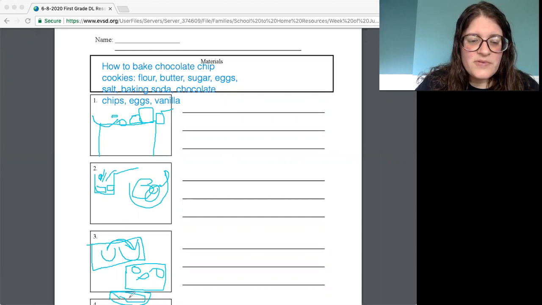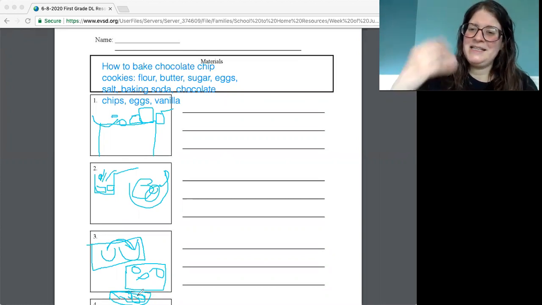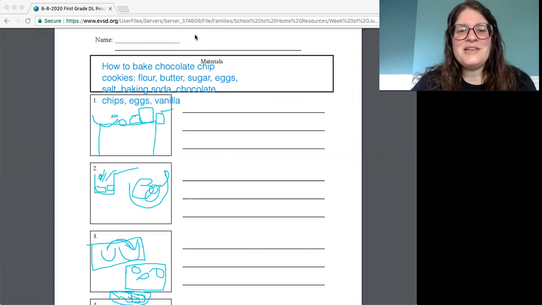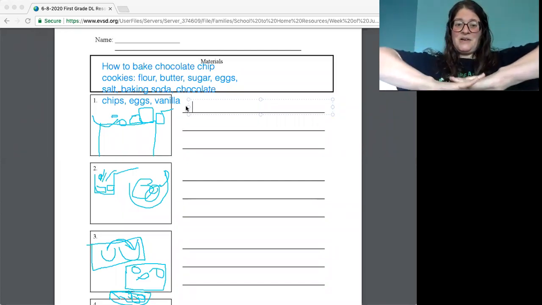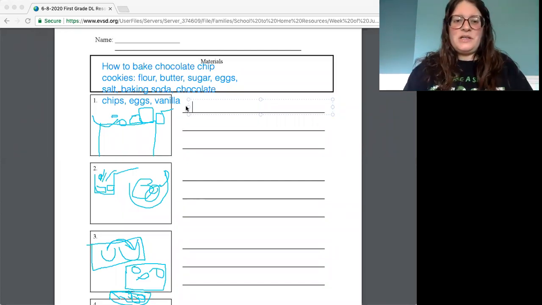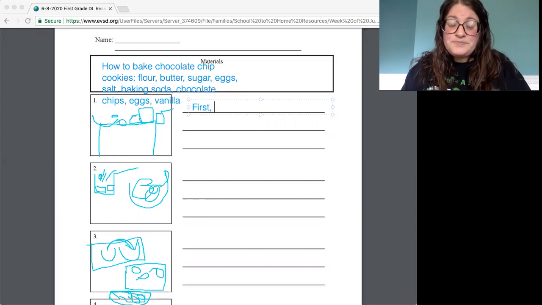Okay, so when you're drawing your pictures, they're gonna look a little better than mine because I'm using my fingers on my little pad on my laptop, and it's a little bit hard to do, but I'm gonna do it anyway. So here I am gonna type my steps. So, how to bake chocolate chip cookies.